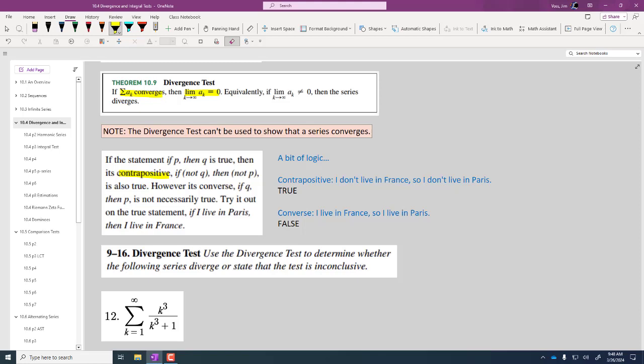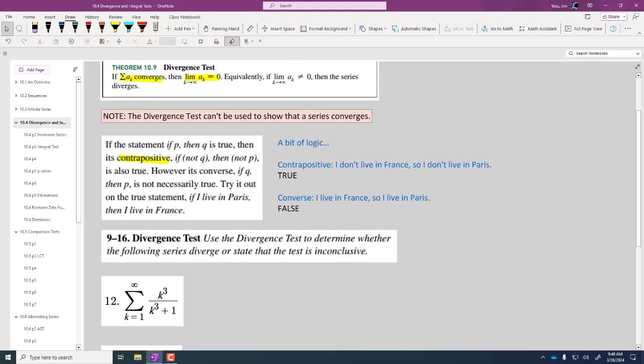So those are two logically equivalent statements. If the series converges, the terms go to 0. If the terms don't go to 0, the series doesn't converge. And there's a great example here that sort of gets you into the thinking here.